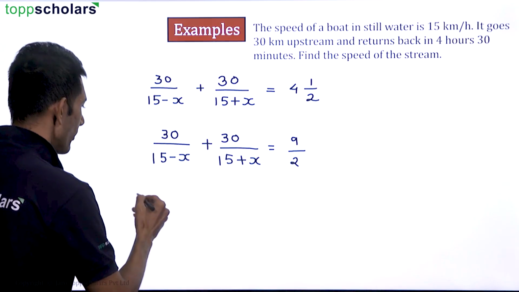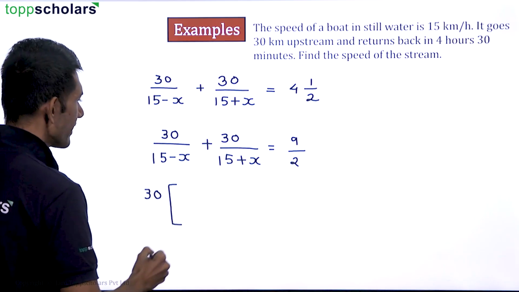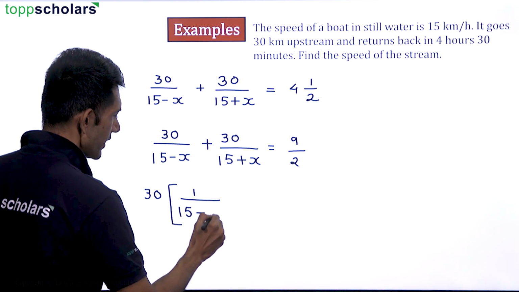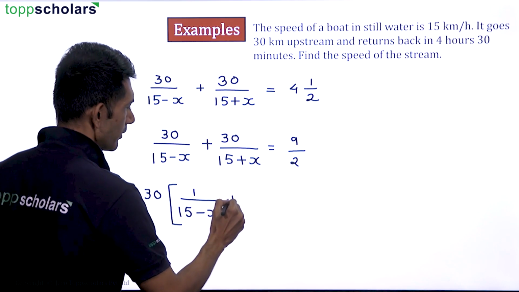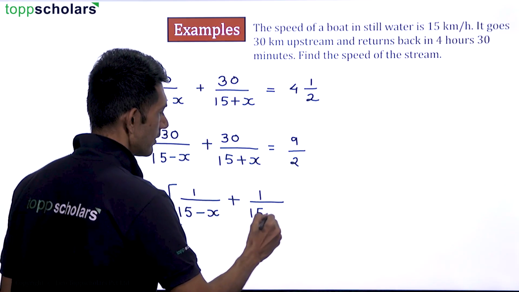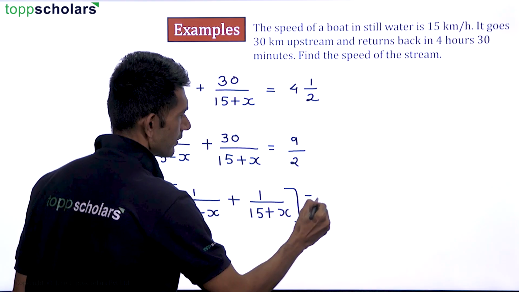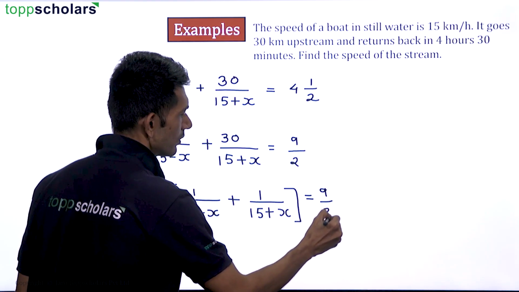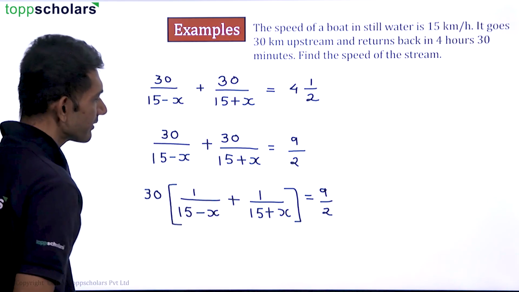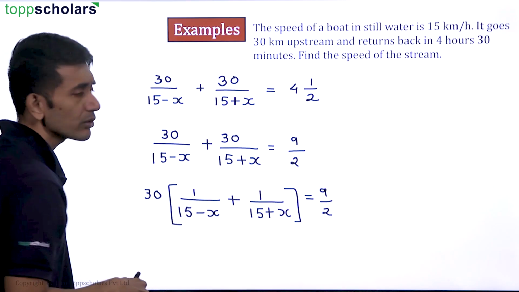You can take 30 common. So if I take 30 common, inside I'll have 1 by 15 minus x plus 1 by 15 plus x is equal to 9 by 2. If you cross multiply, you get 15 plus x plus 15 minus x, right? Divided by 15 minus x into 15 plus x.